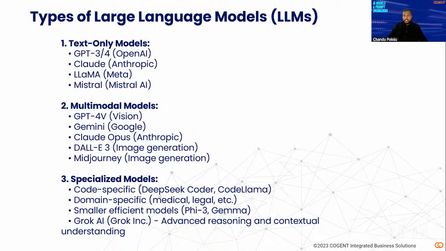This text-only means they can only handle text. So they can't input or output images or other things. They take text as input, they give text as output. And coming to the second type, in the text-only models, we have Claude, Llama, and Mistral. We don't hear about Claude, Llama, Mistral much, but GPT-3 and 4 versions, we pretty much know about.